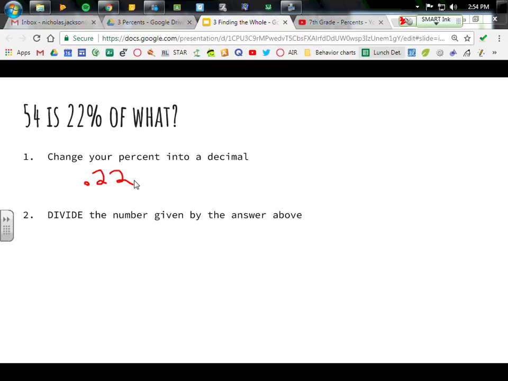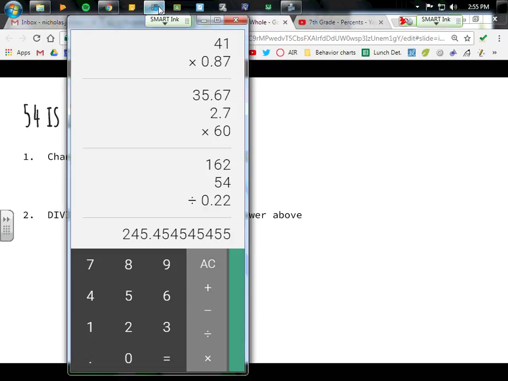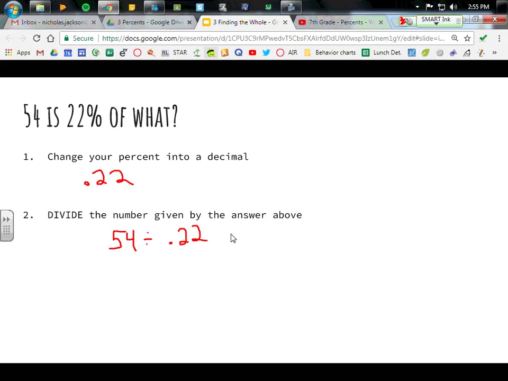We're going to divide our part by our answer here. So we're going to do 54 divided by 0.22. And that will give us the answer 245 and 45 repeating. So that is the larger whole we're looking for.